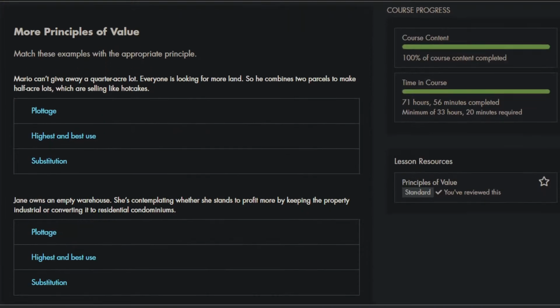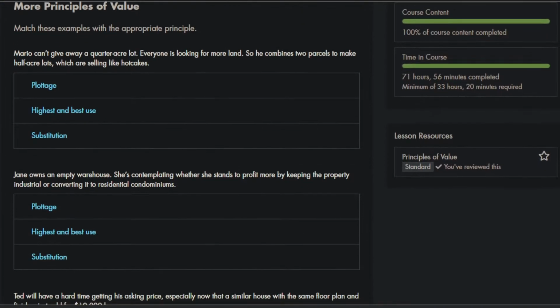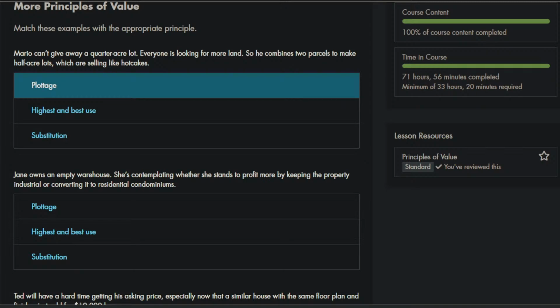All right. More principles of value. Match these examples with the appropriate principle. Mario can't give away a quarter-acre lot. Everyone is looking for more land. So he combines two parcels of half-acre lots, which are selling like hotcakes. What is that? That's plottage.